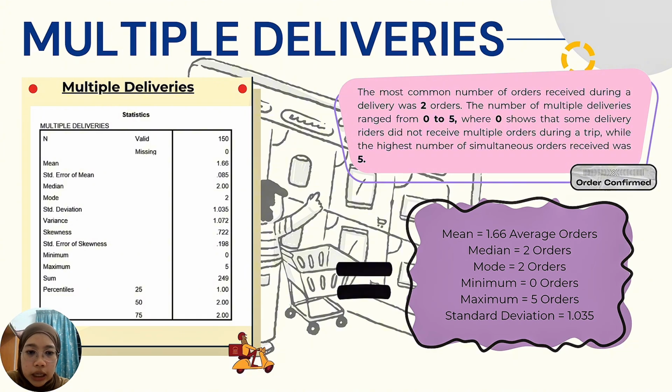A value of 0 indicates that some riders completed only a single order during a trip, while the maximum of 5 shows that a few riders managed up to 5 orders at once. The standard deviation of 1.035 indicates a moderate variation in the number of orders per trip. Overall, these findings suggest that most delivery trips involve around 2 orders, showing that multiple deliveries are common practice and may affect delivery efficiency and workload.